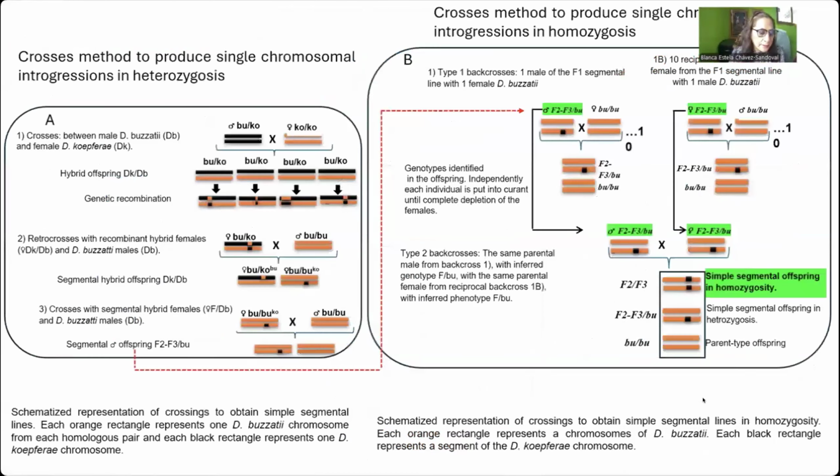In this study, we obtained for the first time homozygous introgressive segments for the pair of sister species D. busati and D. kefere. Panel A describes the strategy of crosses and backcrosses to obtain introgressive segments in heterozygosity. In panel B, homozygosis.